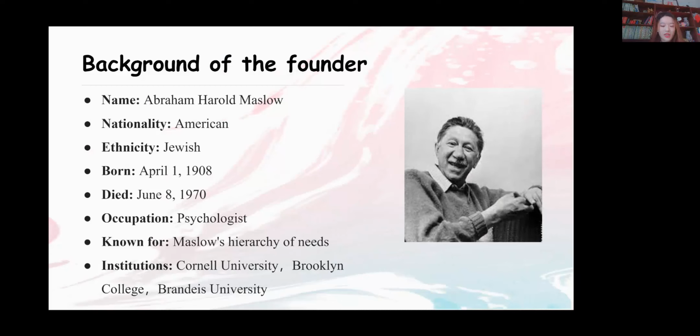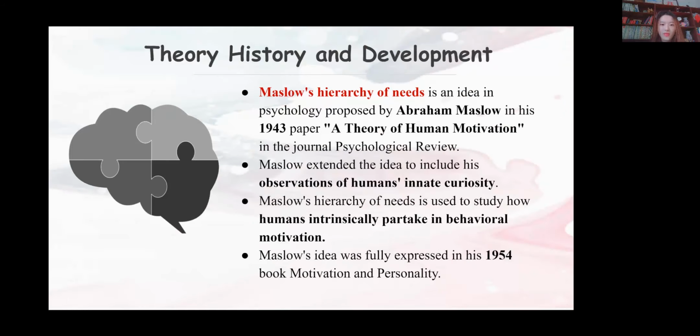The left of the picture is his biography. You can read it first. And then I will introduce the history and development of this theory. Maslow's theory of needs is an idea in psychology proposed by Maslow in his 1943 paper, A Theory of Human Motivation, in the journal Psychological Review.